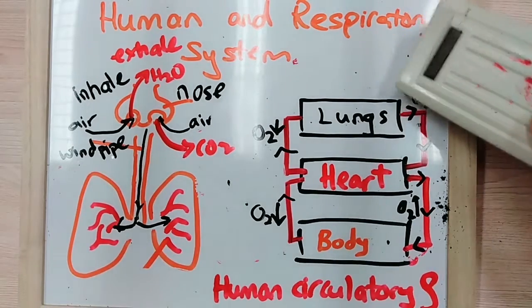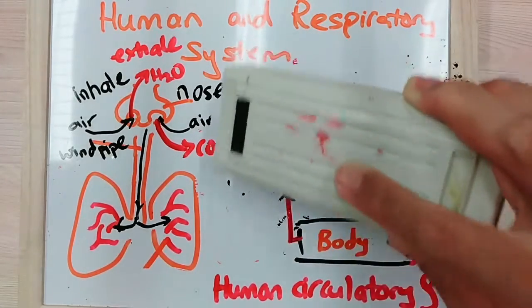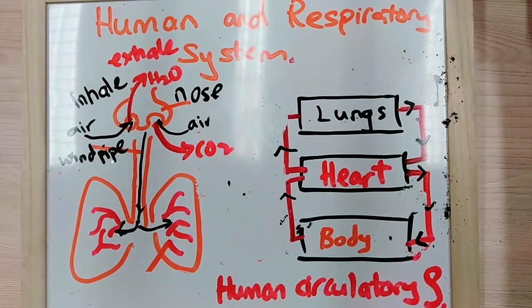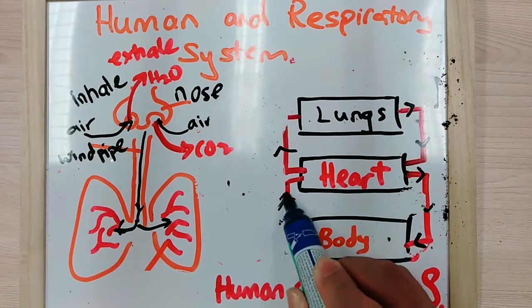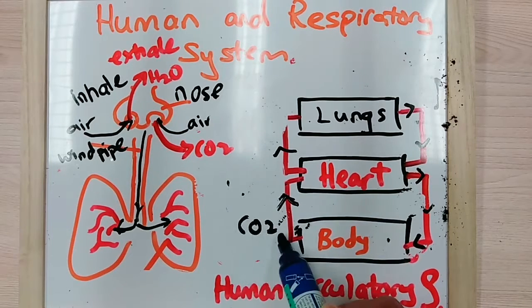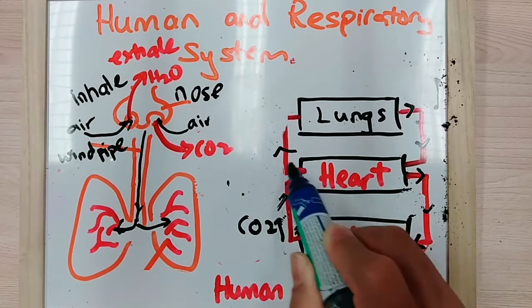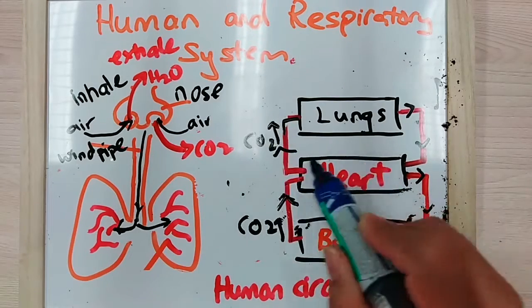But how about carbon dioxide? What happens to the carbon dioxide that's in our body? Well, as our body uses oxygen, we give out a waste gas called carbon dioxide. This carbon dioxide given out as waste gas needs to be gotten rid of. So the carbon dioxide rich blood gets sent to the heart, and then to the lungs.